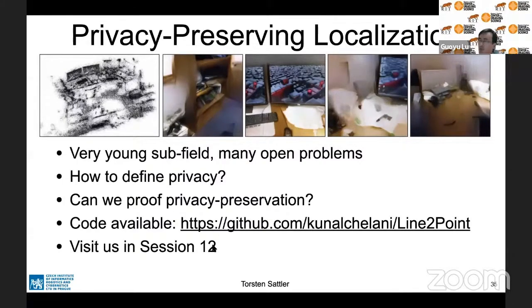Yes. So Torsten, thank you very much for your talk. I have a follow-up question. In the privacy-preserving localization, I can see there are quite a lot of straight lines in these scenarios. What if they are not? In some scenes or situations, there are not many straight lines. In those situations, is it restricted that only key points can be applicable for localization?